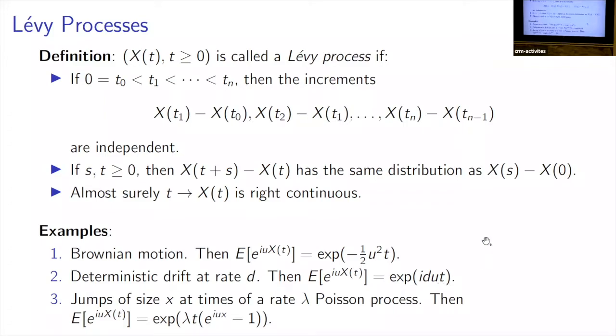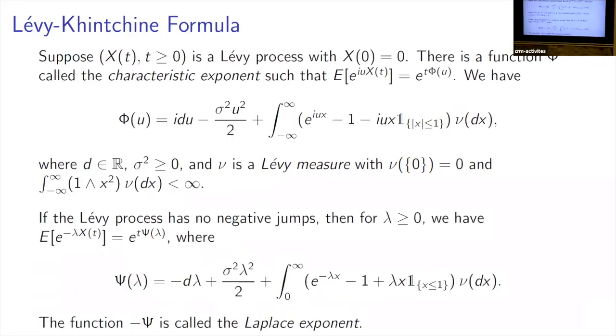And a third example would be if jumps of size x happen at times of a rate lambda Poisson process. So the process jumps up by x at these jump times that happen at rate lambda. And then a short calculation tells us what the characteristic function should be in that case as well. The main result about Lévy processes is the famous Lévy-Khintchine theorem, which basically tells us that every Lévy process is in some sense a mixture of those three.